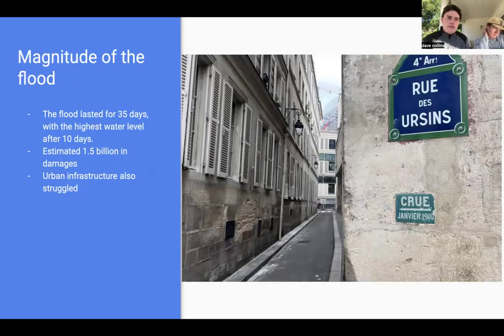So, the magnitude of the flood lasted for 35 days with the highest water levels after 10 days. Estimated $1.5 billion in damages, and that's in today's money. And urban infrastructure also struggled. And in the picture here, you see the sign that says crew, the little green one. Crew means flood in French. So that's actually a marker of how high the water reached during that flood.